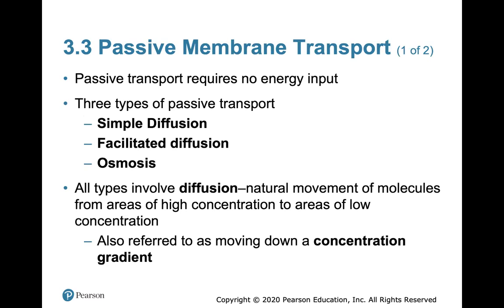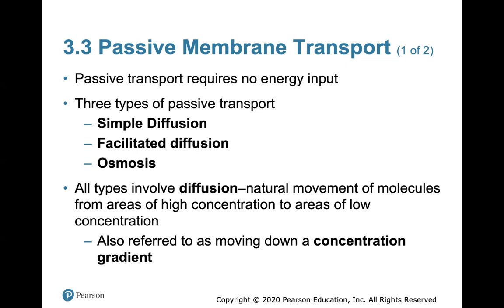All types involve diffusion, which is the natural movement of molecules from an area of high concentration to an area of low concentration. This moving down of a concentration is referred to as a concentration gradient. And a good example of this is putting creamer in your coffee, where the creamer first starts, it's very concentrated, and then it will naturally diffuse from an area of high concentrated coffee creamer to low concentration throughout your entire cup of coffee.